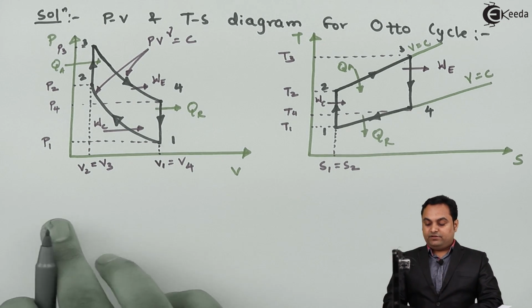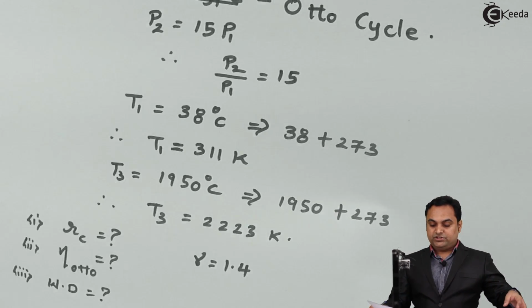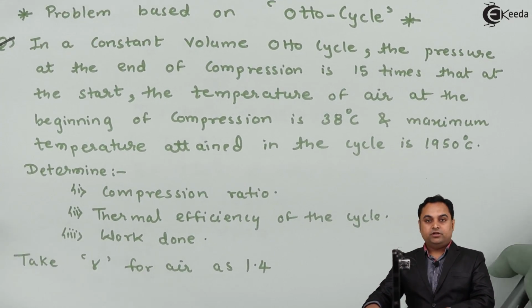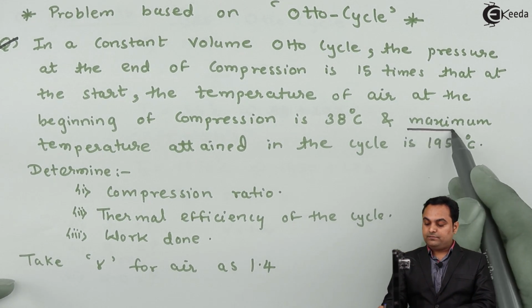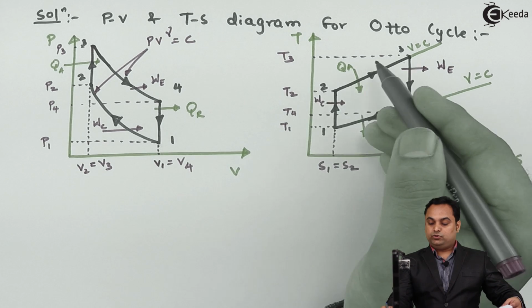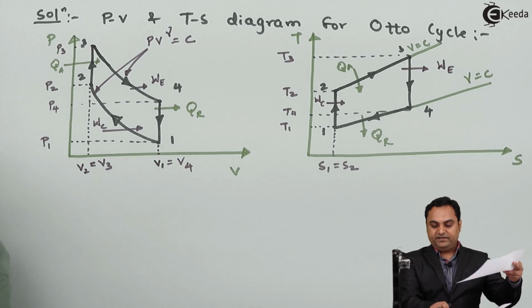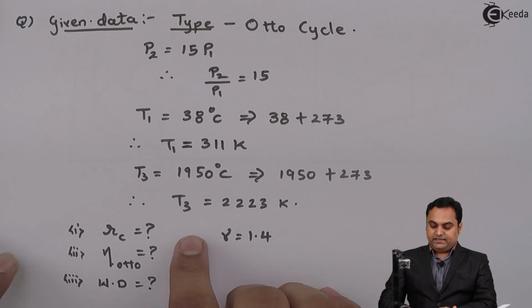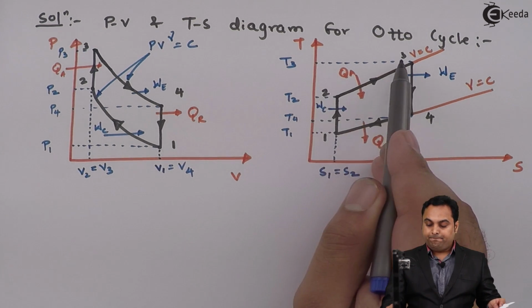Now with the PV diagram and TS diagram in front of us, as we see in the question, regarding T3 it was given that the maximum temperature attained in the cycle is 1950. This maximum temperature attained in the cycle is nothing but point T3. So T3 will give the maximum temperature, and in the data previously I had written it as T3 itself, because at T3 the temperature would be maximum. So now, as I have explained, T3 is the maximum temperature. It can be seen from the TS diagram.